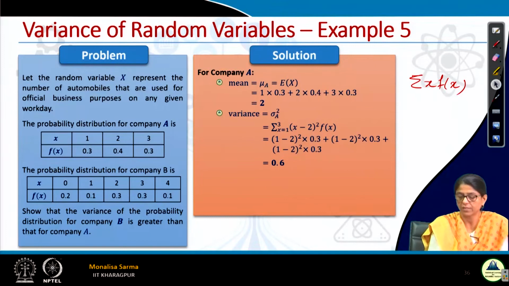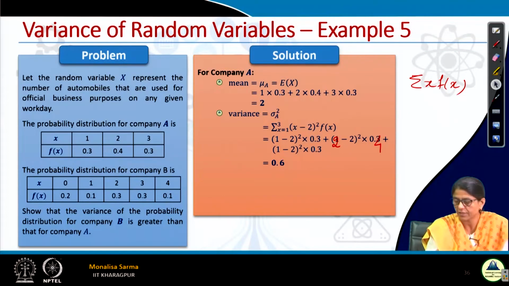Fine. Now what is variance? Similarly, variance is the summation of (x minus mu) whole square f(x). So my mu is 2, so (x minus 2) whole square f(x). Okay, so what value will x take? X will take 1, 2 and 3. So (1 minus 2) whole square into its probability, and this is 2. Then (2 minus 2) whole square into the probability of 2.